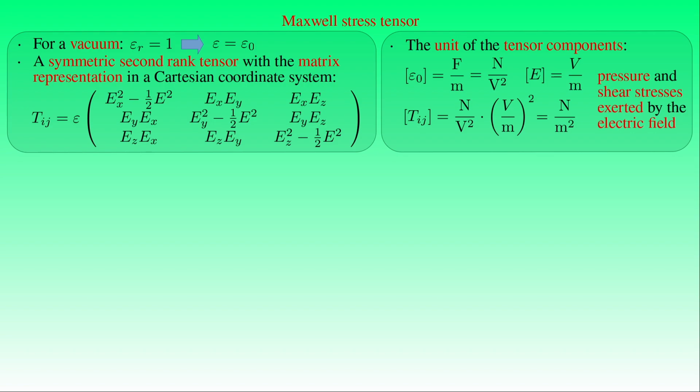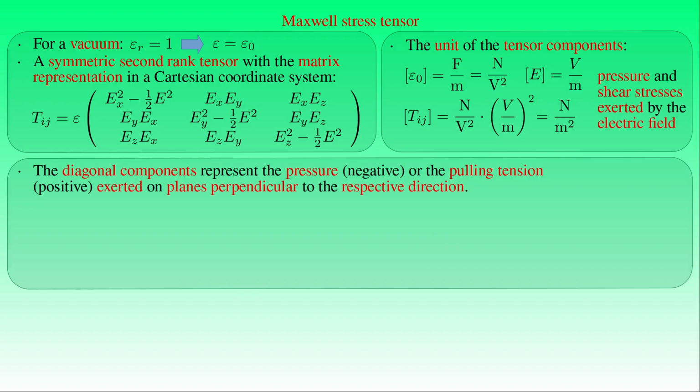If we examine the elements of the matrix representing the tensor, we can see that its diagonal components describe either the pressure or the pulling tension exerted on planes perpendicular to the respective direction. We can talk about pressure or tension depending on the sign of the difference between the two terms in the diagonal components. If the first term describing the longitudinal tension of the electric field is less than the second term representing the isotropic pressure, that is, the component is negative, then we can talk about the pressure exerted on the planes by the electric field. If the second term is less than the first one, that is, the diagonal component is positive, then it describes the tension produced by the field.